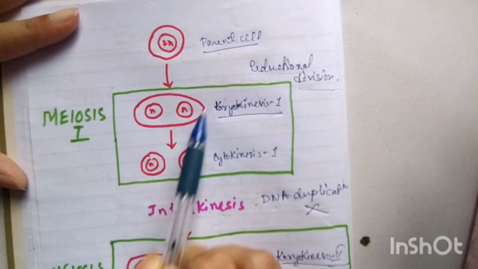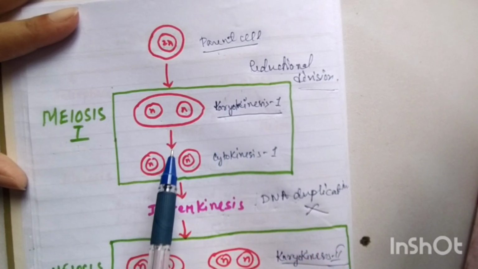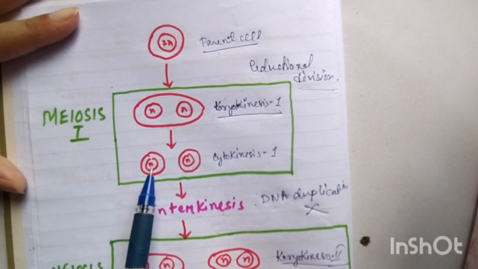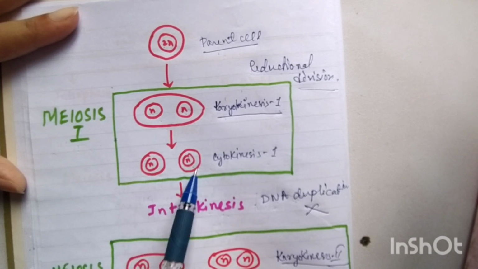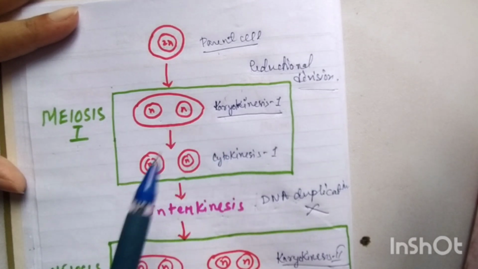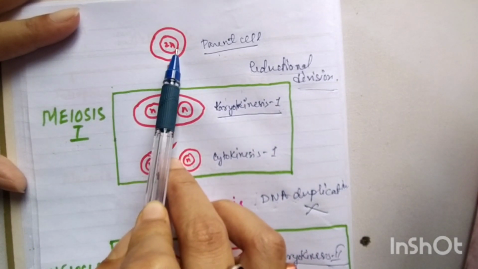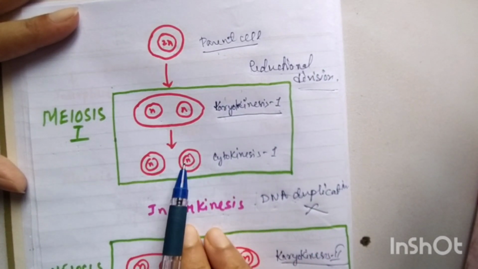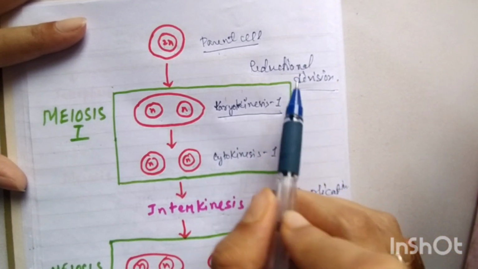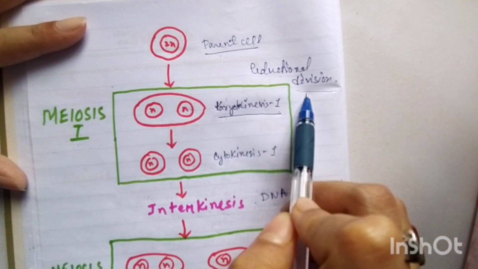After the first nuclear division, the cytoplasm will divide, and at the end two daughter cells will be produced, and each of them will have n chromosomes, half the number of chromosomes of the parent. Since the number of chromosomes gets reduced to half, this process is also known as reductional division.